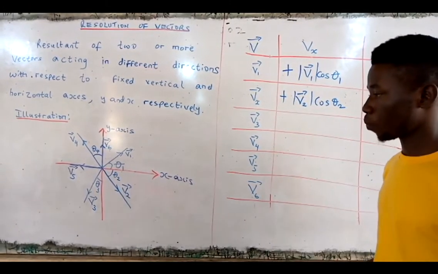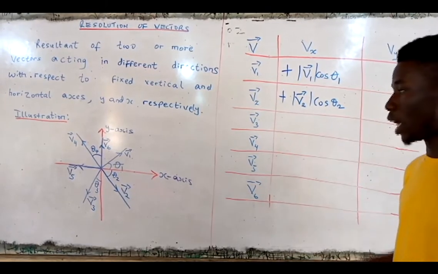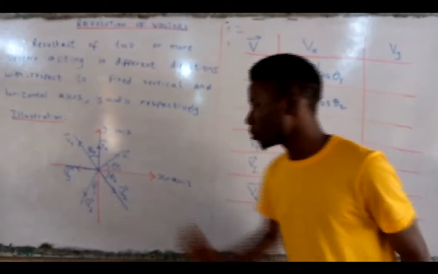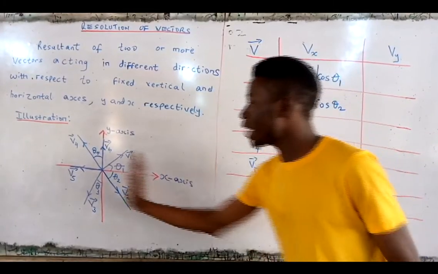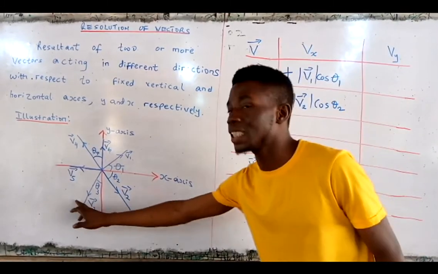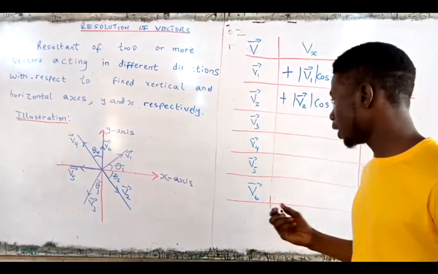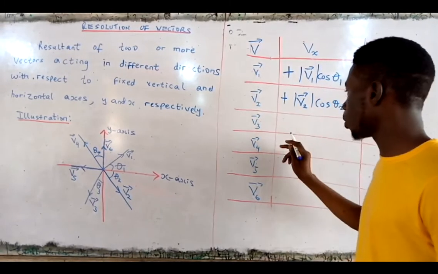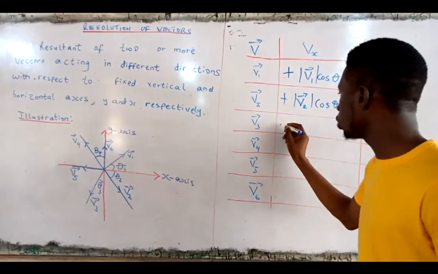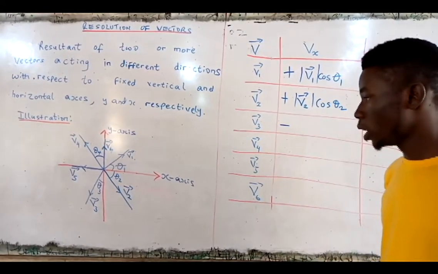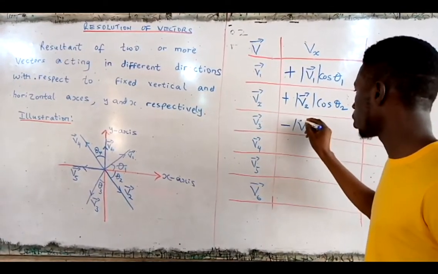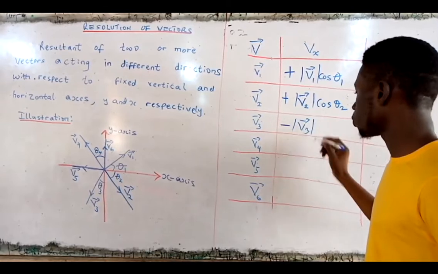Proceeding further, still on the x-axis, I want to resolve vector v3. Vector v3 is on the left hand side, which implies that it is going to have a negative value. That is, instead of using a plus sign, like in the case of vector v1 and vector v2, I will make use of a minus sign. Then, just like the other cases, it is the magnitude of the vector that will follow.